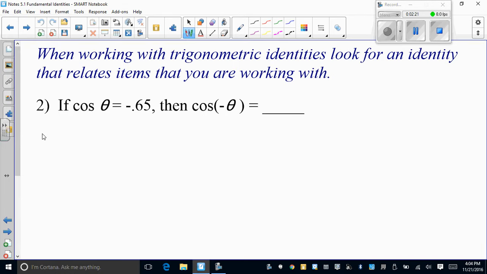Okay, so the very first one, when working with trig identities, look for an identity that relates items that you are working with. So our negative angle identity tells us that the cosine of negative theta is equal to cosine of theta. Well, cosine of theta is negative 0.65, therefore cosine of negative theta will also equal negative 0.65.